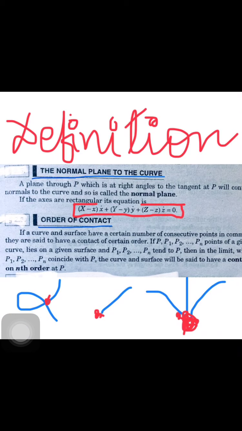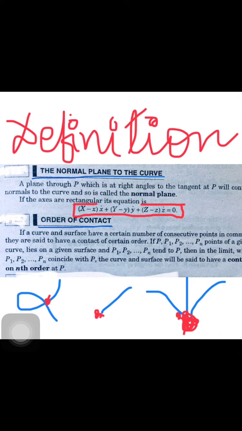What is the meaning? Some points are common on the curve and surface, meeting points, or we say they are common points, having contact of a certain order. Here we can't define any order yet. Now we define order of contact. This is just defining what is the meaning of order of a contact.